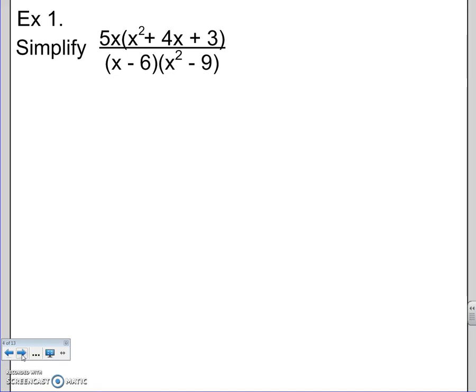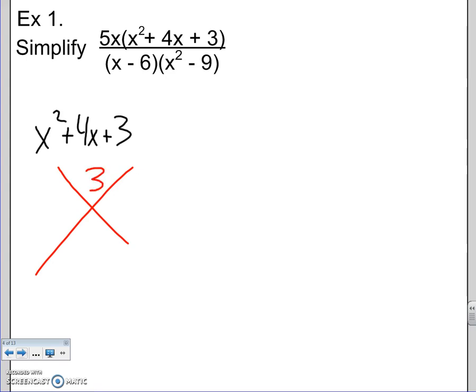So let me refresh you on the ACX method. So let me factor that top part: x squared plus 4x plus 3. If I do the ACX method, A times C goes on top. So A is 1, C is 3. So it's positive 3 on top. B goes on bottom. So here's AC, here's B.